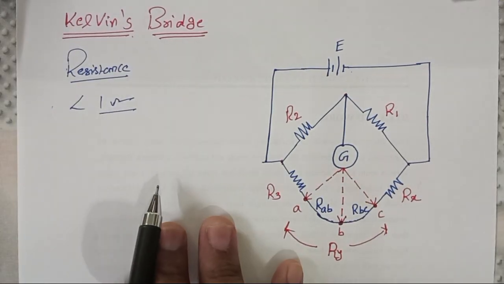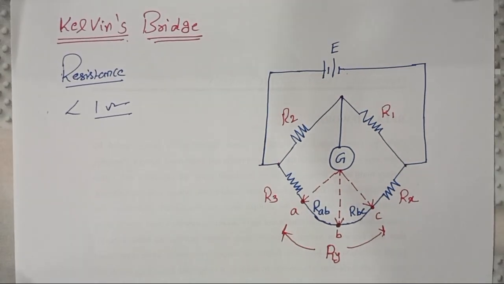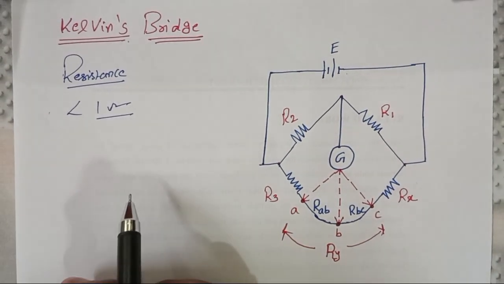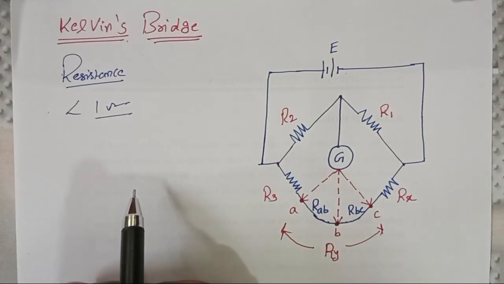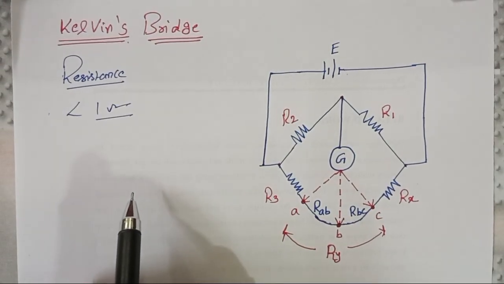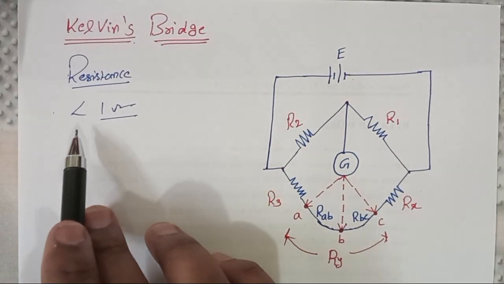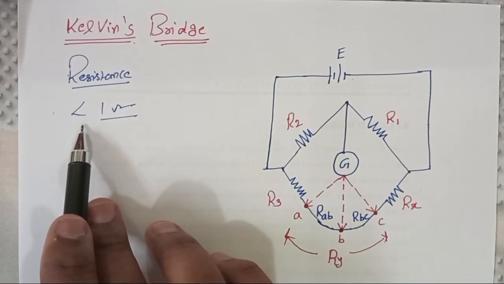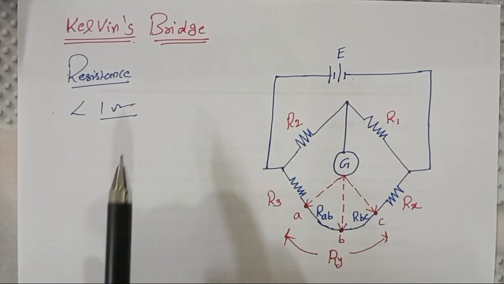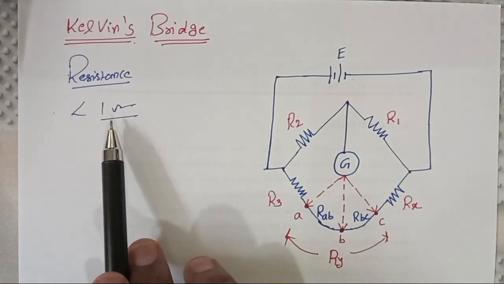In our previous section we have derived the expression for the balancing condition as well as resistance calculation by using the Wheatstone bridge. That Wheatstone bridge is used to measure resistance greater than 1 ohm. But this Kelvin bridge is used to measure the resistance value of less than 1 ohm.